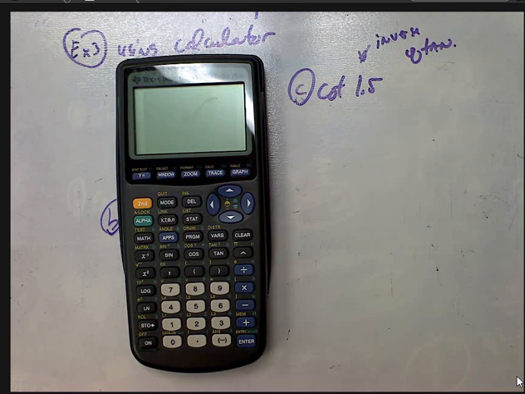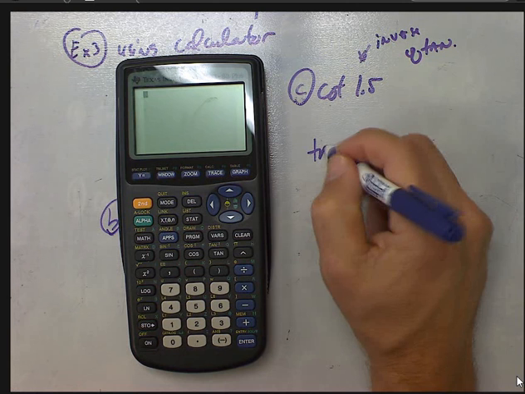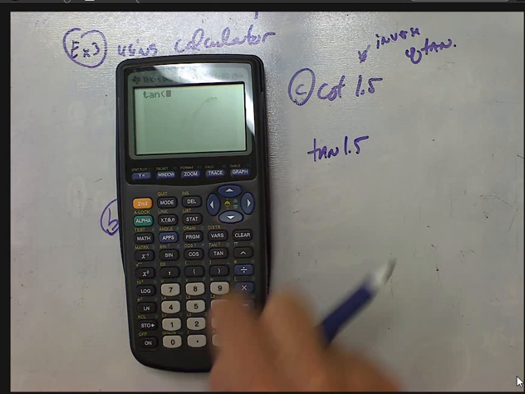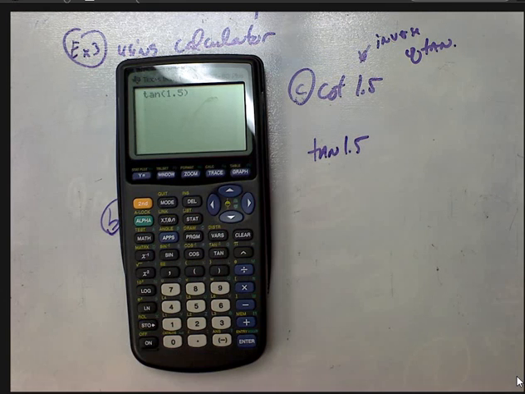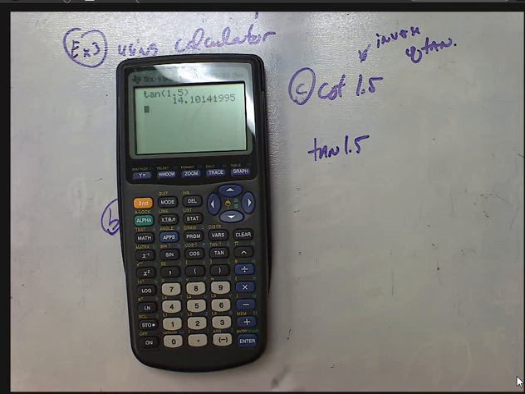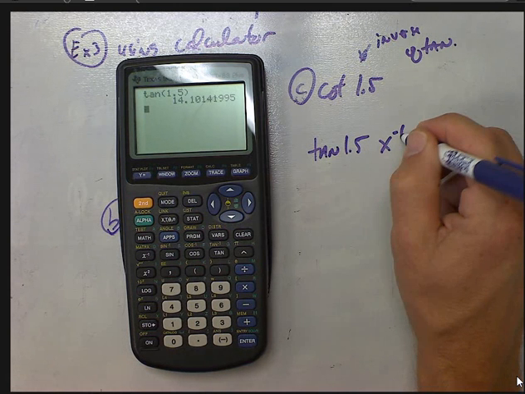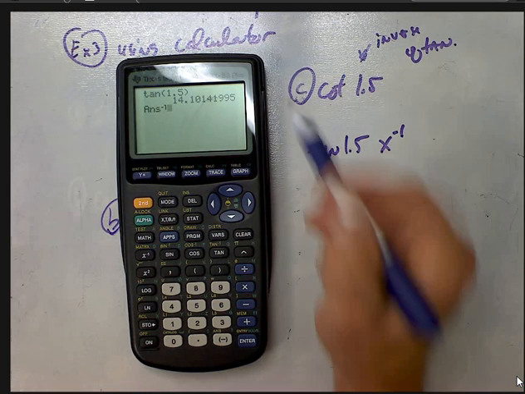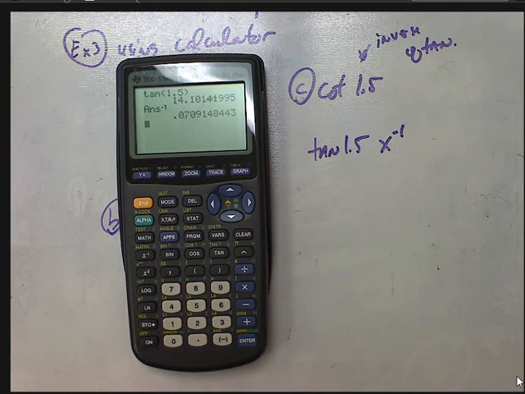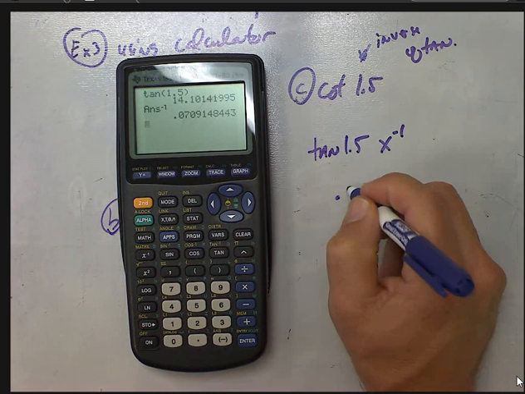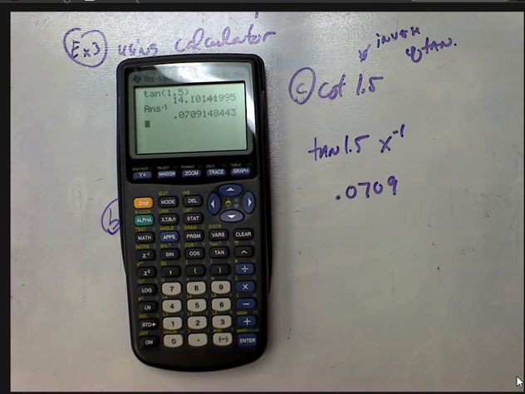In your calculator, hit tangent 1.5. So tangent 1.5. Hit enter, and you get this number. Then you have to go x -1. So hit the x -1 button, which means I'm going to take the inverse of the answer. Hit enter, and your answer is going to be 0.0709. Okay? This is not the x to the -1 button.